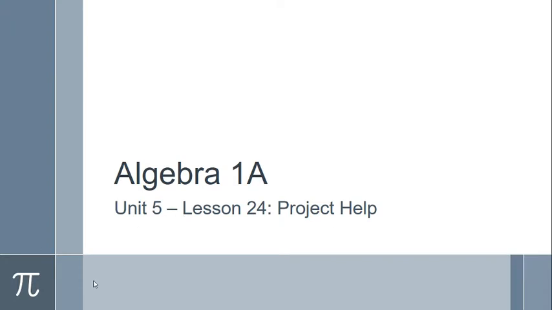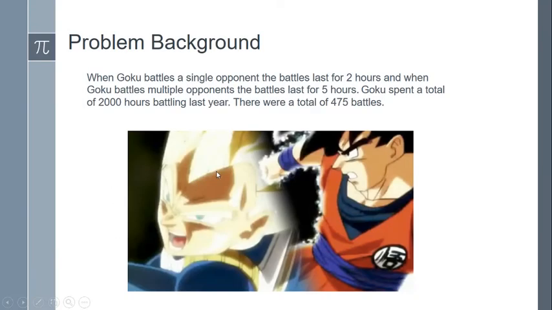project. Let's get started. When Goku battles a single opponent, the battles last for 2 hours, and when Goku battles multiple opponents, the battles last for 5 hours. Goku spent a total of 2,000 hours battling last year. He's a real warmonger. There were a total of 475 battles.